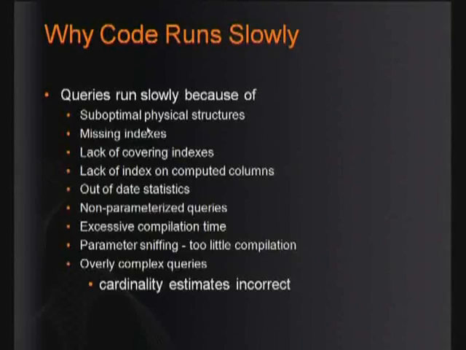So the first one is suboptimal physical structures. Not only things like, is the log on the same disk as the data, but things like, could I do better with a partition view? Could I do better with a partition table? Do I have enough indexes? And the easiest way to look for these is a really nice tool that they have in 2005. It's right under 2005, under Performance Tools, and it's called the Database Engine Tuning Advisor.